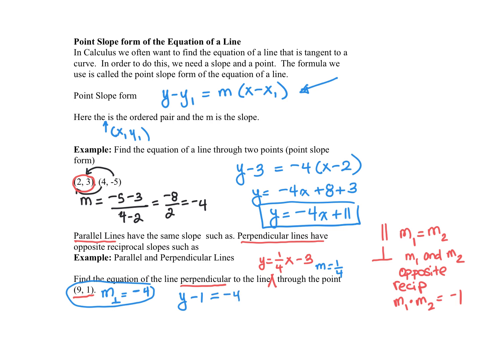And then I can use this information as I did before, y minus 1 equals the slope, which is -4, times x minus 9. So we have y equals -4x plus 36, and moving the 1 over for a final result of y equals -4x plus 37. That concludes this video.